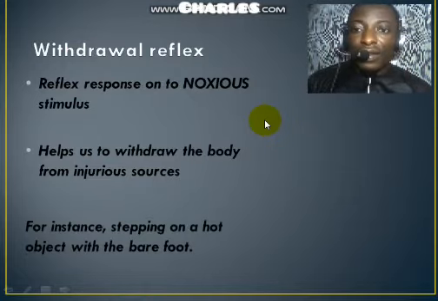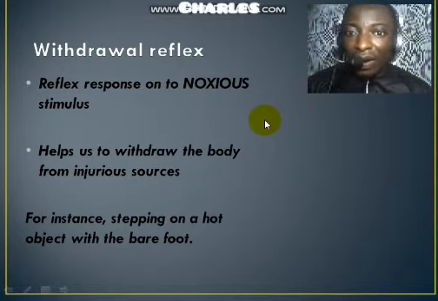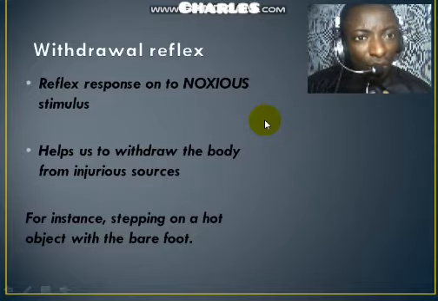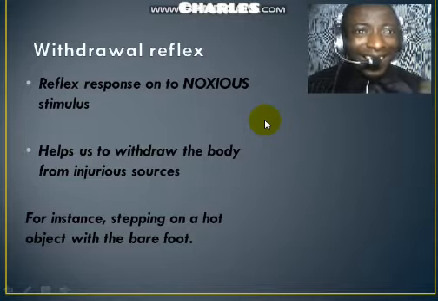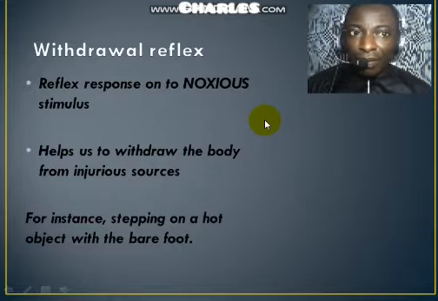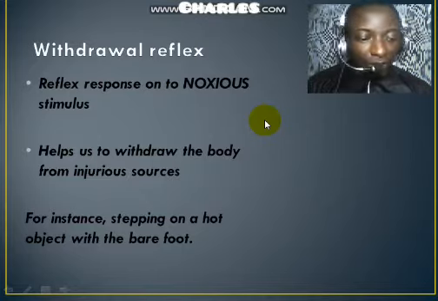Now, for instance, stepping on a hot object with the bare foot. Have you ever stepped on a hot coal? Oh my gosh. Nobody will tell you to withdraw your legs. That is withdrawal reflex. Names have meaning. Withdraw. You withdraw the body from potentially harmful objects.